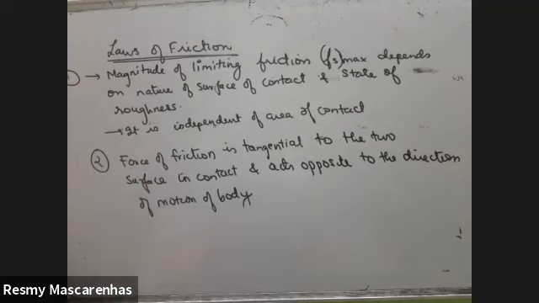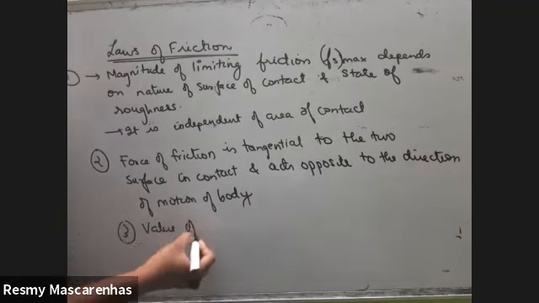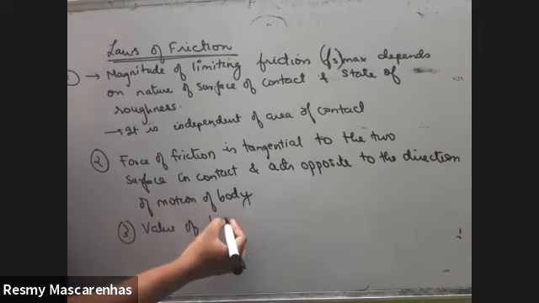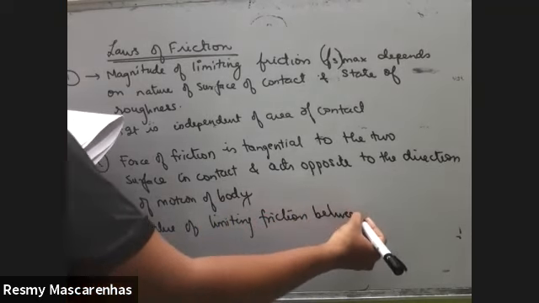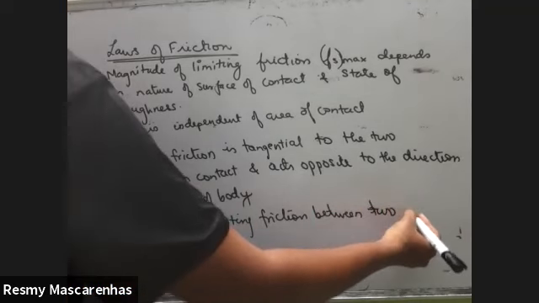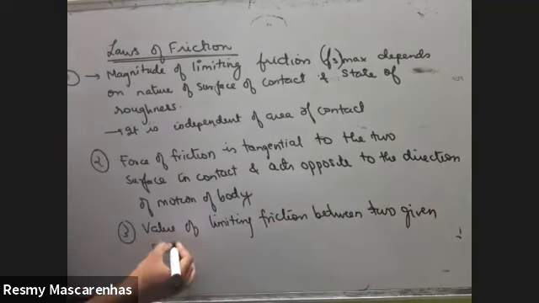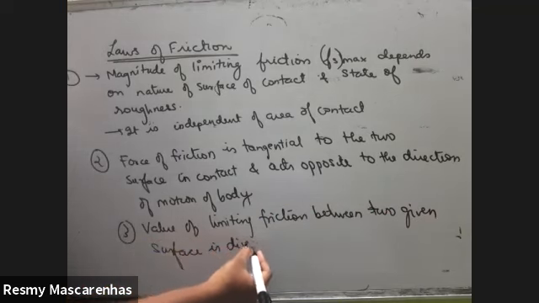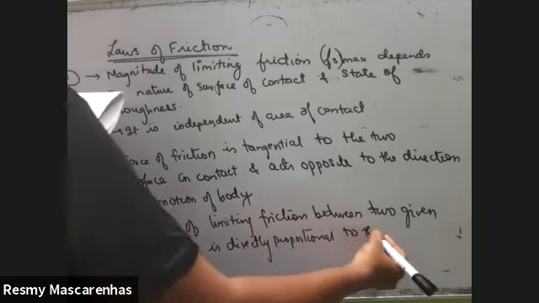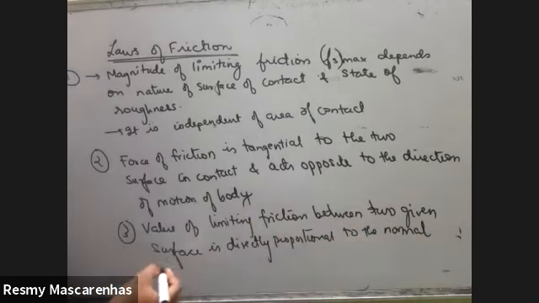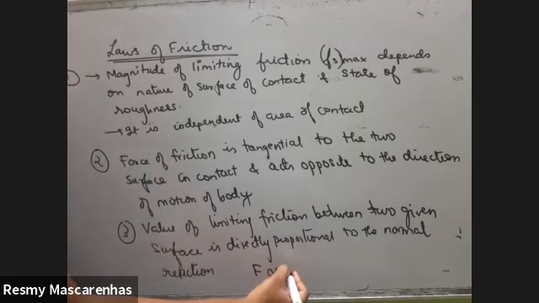And the third point: the value of limiting friction between two given surfaces is directly proportional to the normal reaction. What it means is that force is directly proportional to N.